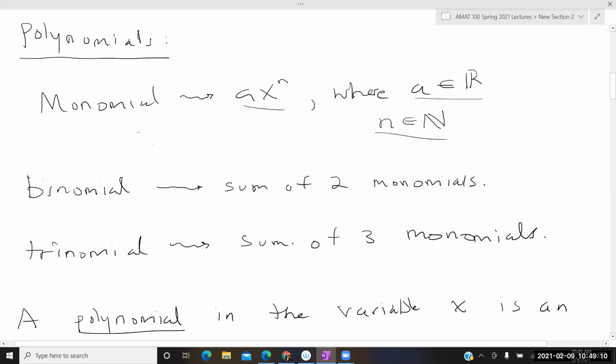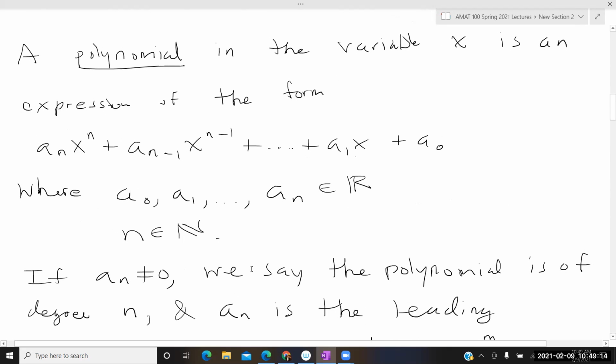We don't really generally give names to higher numbers of terms. I'm sure you could, but we won't. But more generally, a polynomial in the variable x is an expression of the form a_n times x to the n plus a_(n-1) x to the n minus 1. And then you have these intermediate terms, which I denote by ellipses.